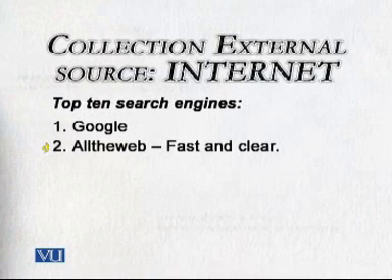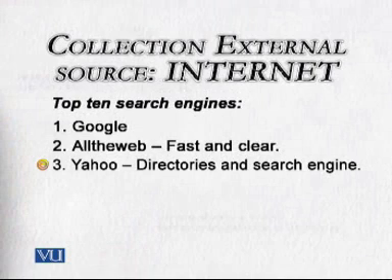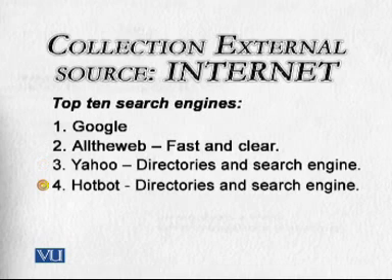The second one, All the Web. All the Web is another search engine. This is very fast and very clear. It is going to shortlist information from all corners of the world. Very efficient, very user-friendly search engine. You can, of course, use it. The third one is, of course, Yahoo. From Yahoo, you can find directories, and of course, it's a search engine also. Then is Hotbot. Hotbot, maybe it's new for you, but it is another very nice search engine, and it is going to give you directories, plus it can be used as a simple search engine.